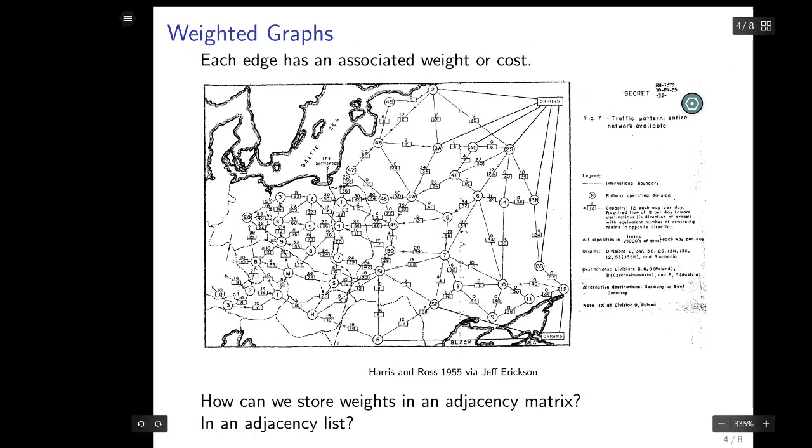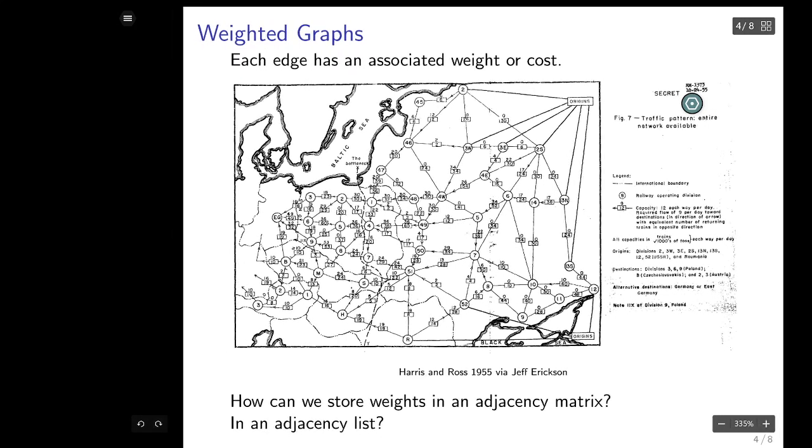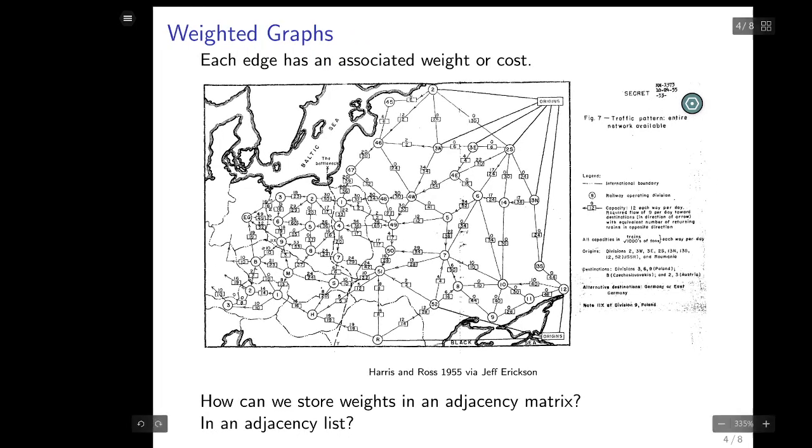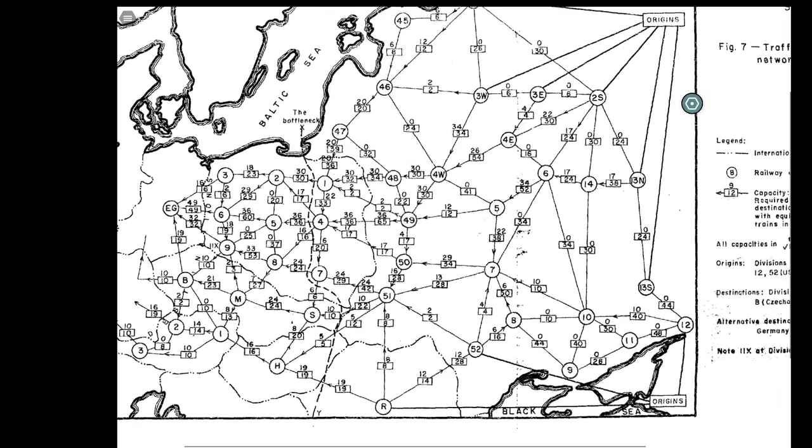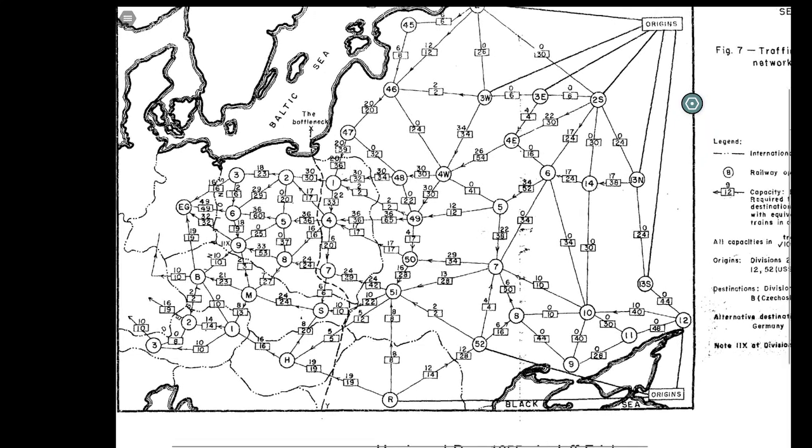Weighted graphs. We have no time. Graphs. Let me tell you the story about this picture, though. Do you see this picture? What do you think this picture is? It says Black Sea at the bottom. It says Baltic Sea up there, so now you know where it is. It's got a bunch of numbers in there. It's labeled secret. It looks like it's from about the 1950s, something like that, which it is. What do you think it is?